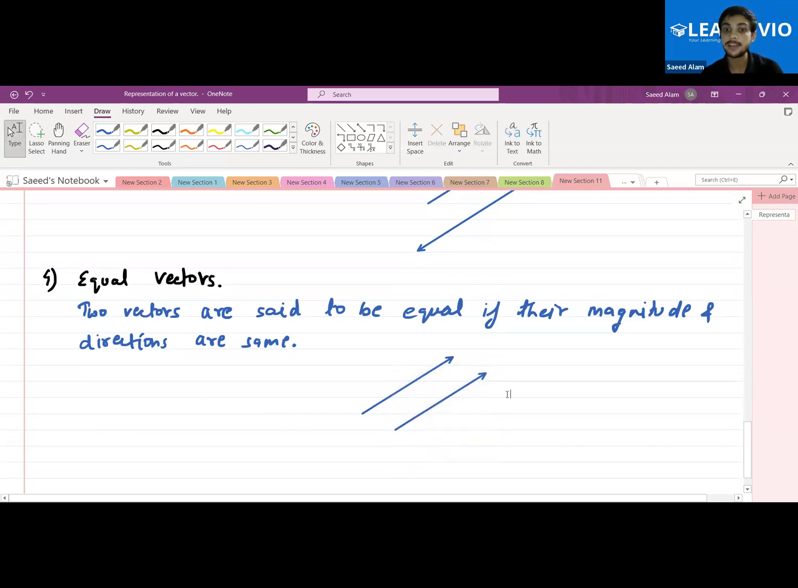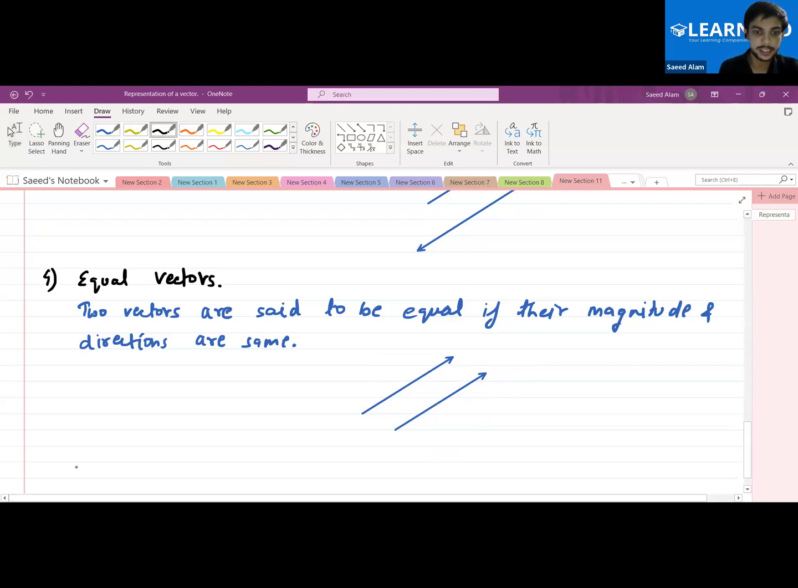Equal vector means that if we superimpose one over the other, we'll see only one vector. For example, like this. If I superimpose one over the other, what will I get? I'll get a single vector, which I was not getting in the case of parallel vectors. Understood? So for equal vectors, just remember that equal means it should be equal in both magnitude as well as direction. Understood?